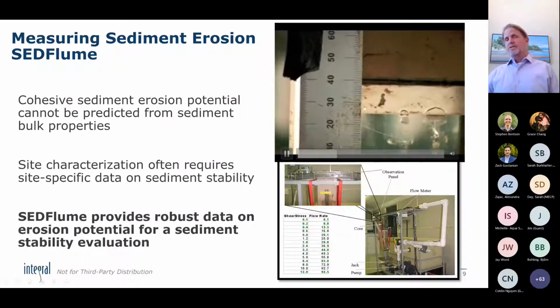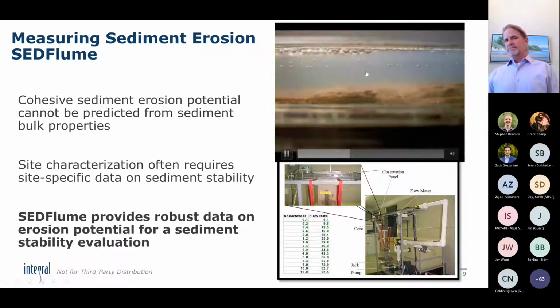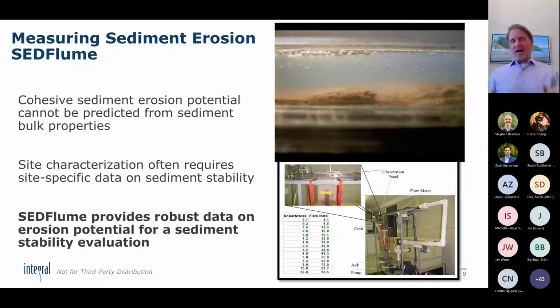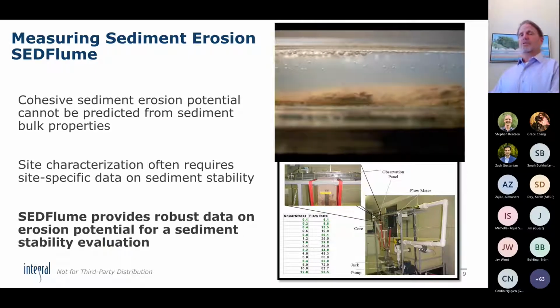As the sediment erodes, we can move that piston up and you can see the sediment rising here so that it keeps up with the erosion. So what we can do is actually measure the velocity of erosion for any given shear stress.